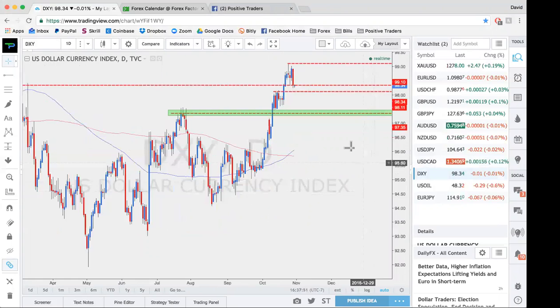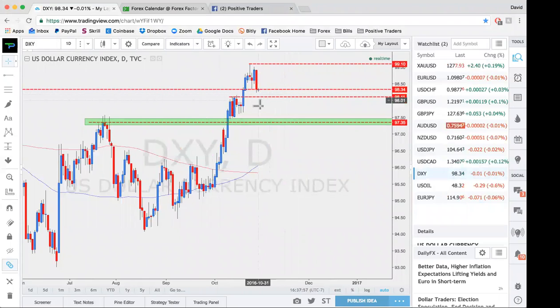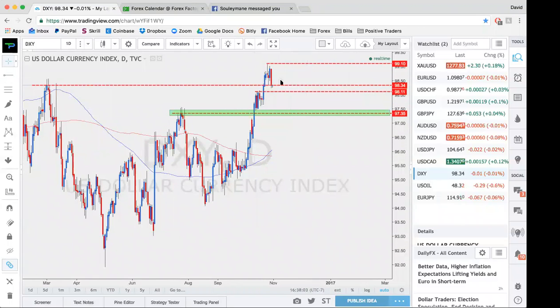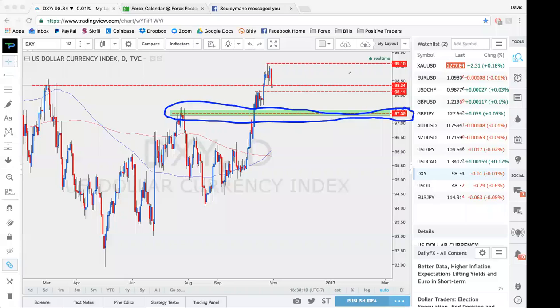Dollar index, huge pullback on Friday. We still have some pretty big levels of support, which is previous resistance, which we need to break before we even turn to a negative bias. This is my invalidation level, 97.35. Until price breaks this level, I'm going to be bullish still on the dollar.